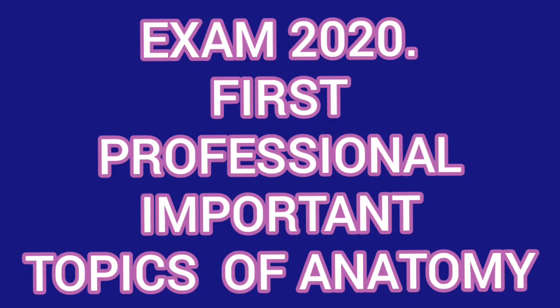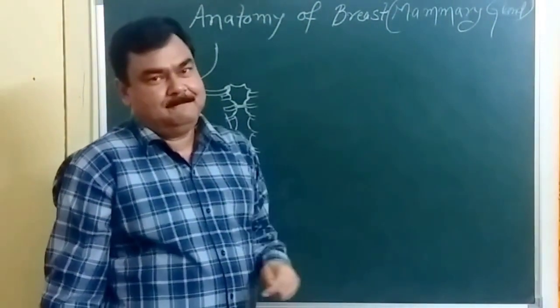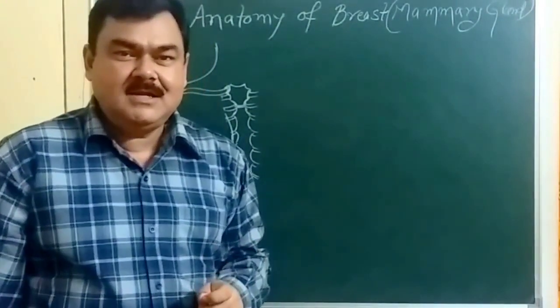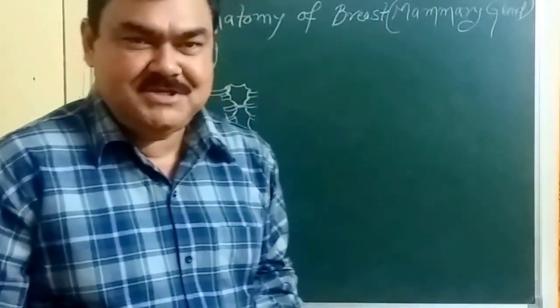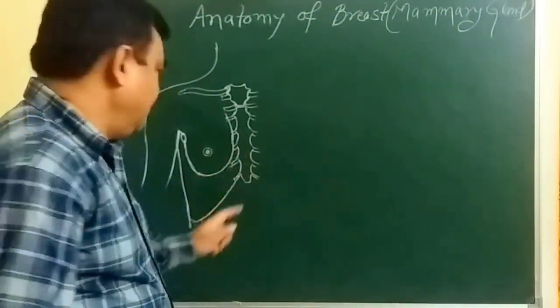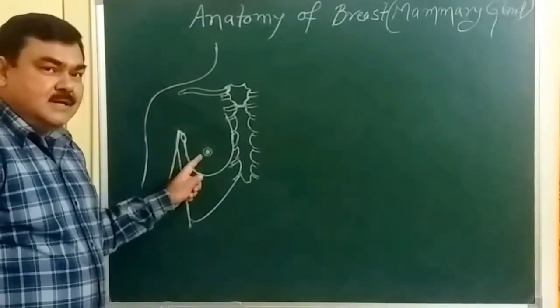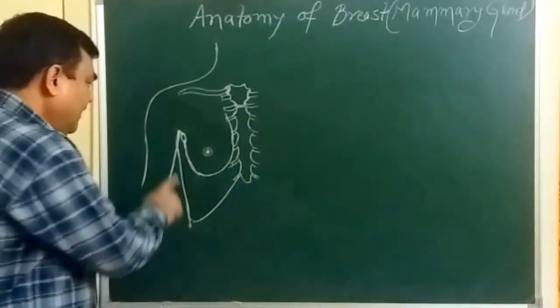So today we will discuss the anatomy of the breast or mammary gland. The mammary gland is a modified sweat gland present in the pectoral region, in the superficial fascia of the pectoral region. Here is the mammary gland. Its glandular part is situated in the superficial fascia.